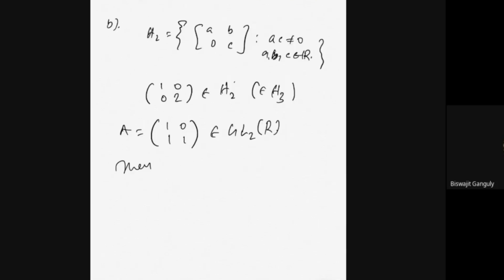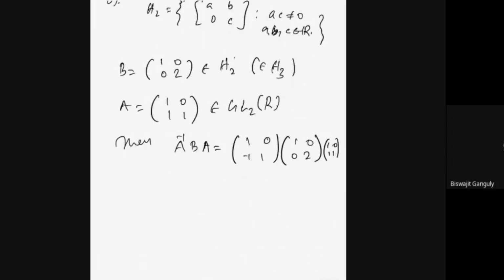If you take A equal to 1 0 1 1, this belongs to GL2R. Then suppose this is normal, then A inverse B A will belong to H2. But if you compute A inverse B A, the inverse of this matrix is basically 1 0 minus 1 1, into 1 0 0 2, into 1 0 1 1.